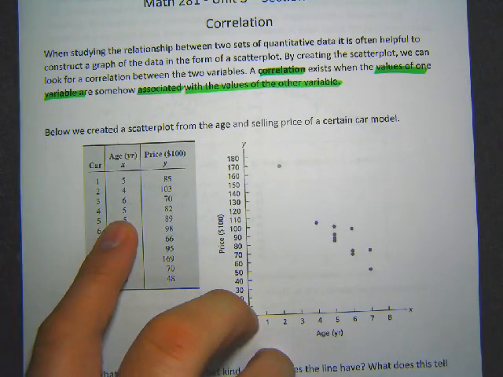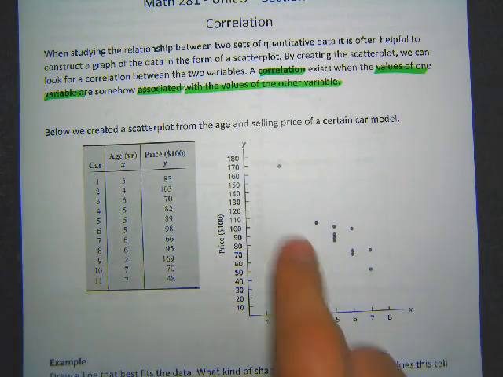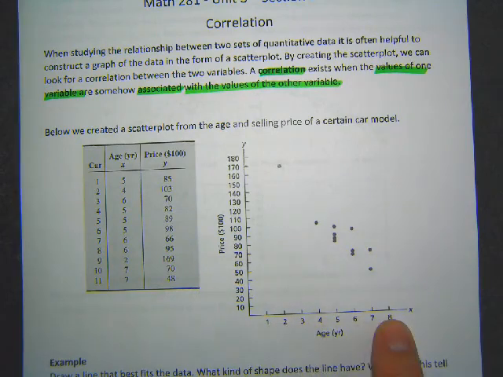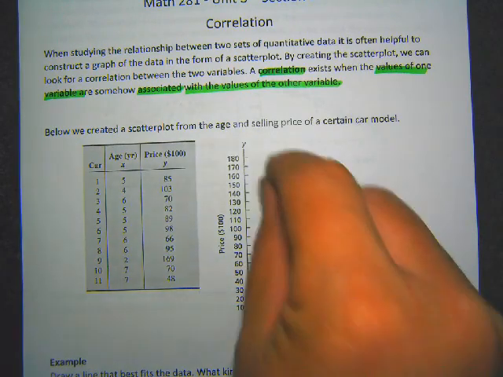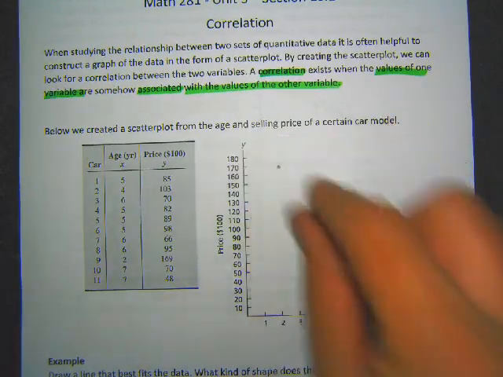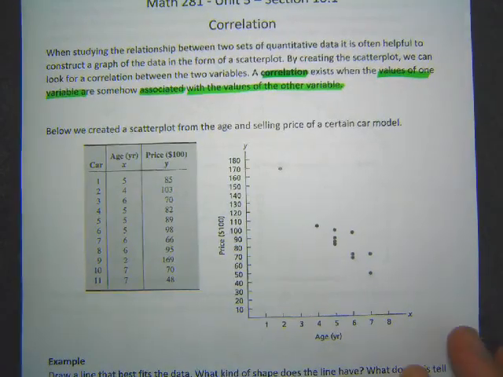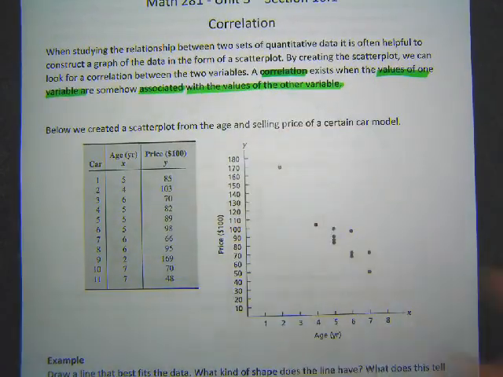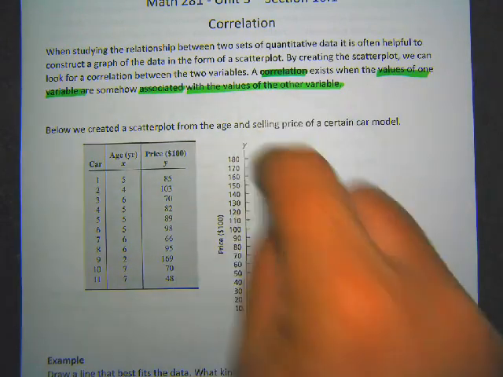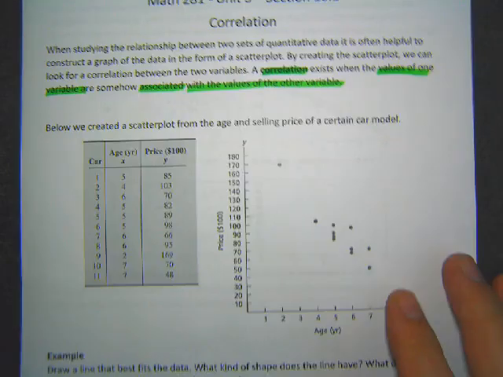So you can see how the price fluctuates, but in the general trend, as the age got longer, the car got older, the price of the car was generally less. And so this would be an association. There's an association between the age of the car and the value of the car, how much you can sell it for. This is what correlation deals with: trying to look at this trend, this connection between two different variables that are usually connected.